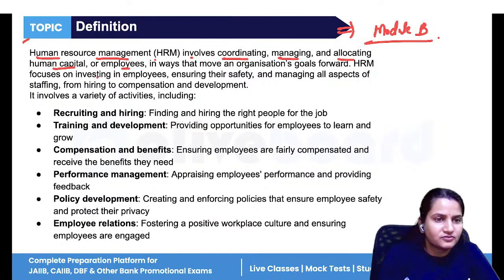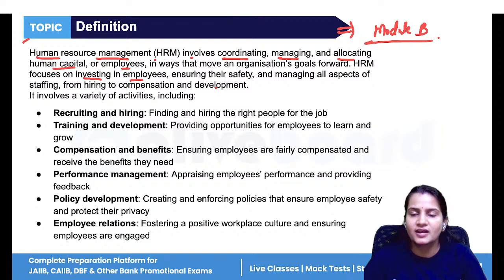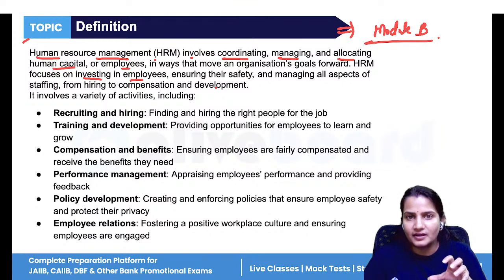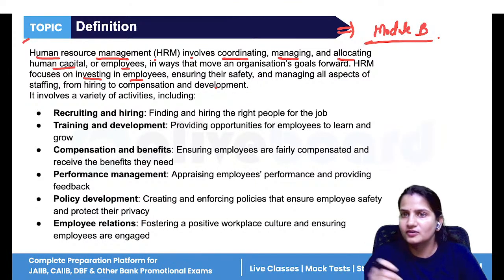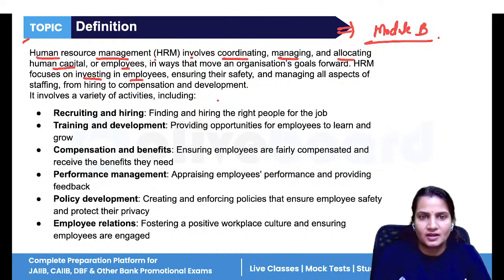Now, it also focuses on investing in employees. If you invest in employees, then only will the employees generate income for you, because it is from the employees that the company is making profit. So you have to invest in your employees. Then only will employees give you fair results. So ensuring their safety matters a lot.